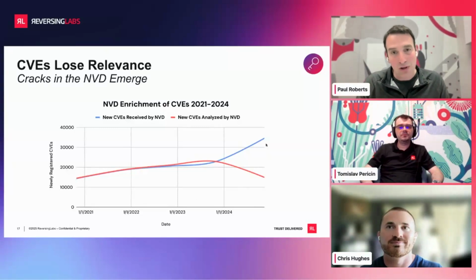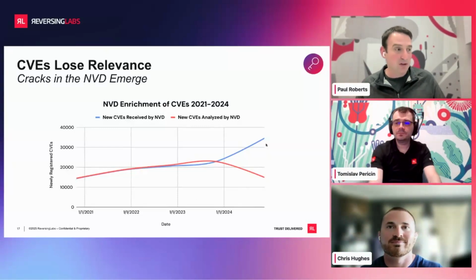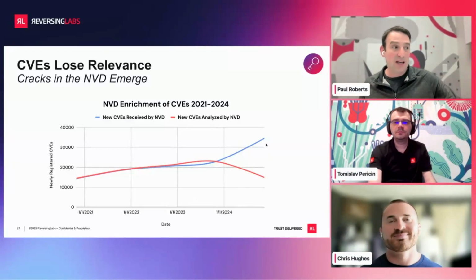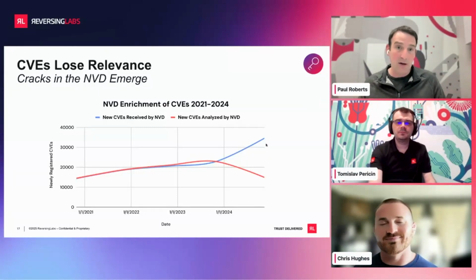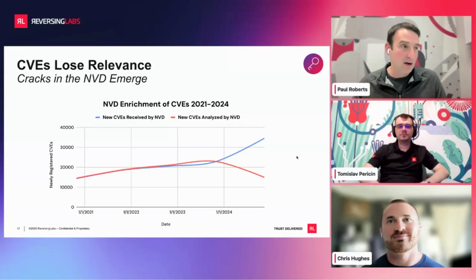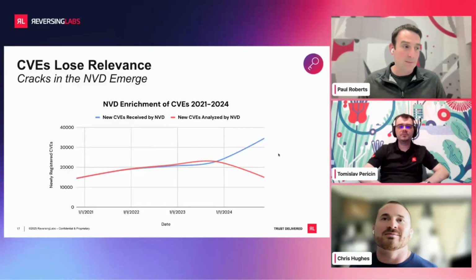Yeah, Chris, I'm interested in your thoughts on this. This graphic basically shows the difference between assigned CVEs and those that have been analyzed and enriched by the NVD, and a clear kind of split there.